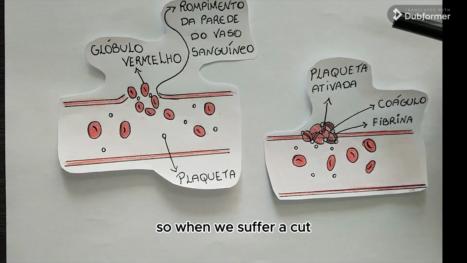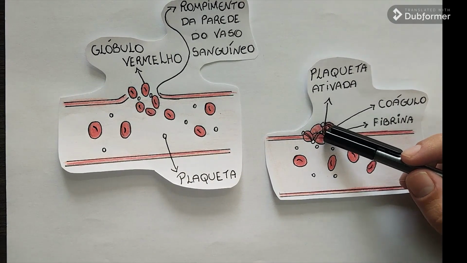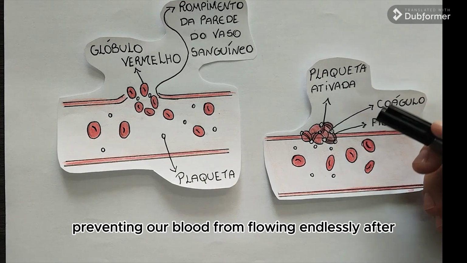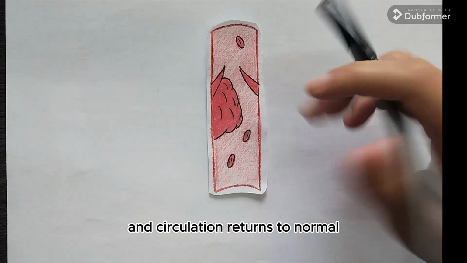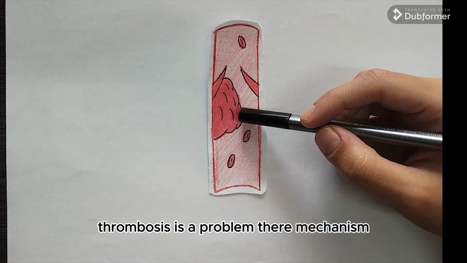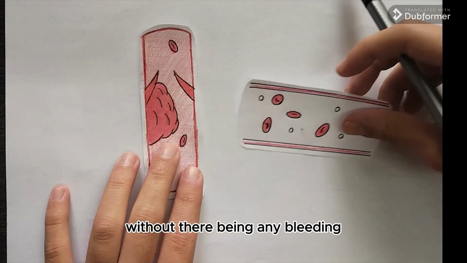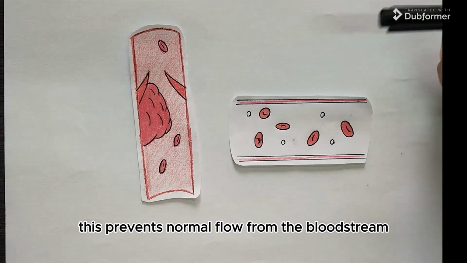So when we suffer a cut, the platelets go towards the break in the wall, preventing our blood from flowing endlessly. After a while, the vessel is recanalized and circulation returns to normal. Thrombosis is a problem in this mechanism, because a thrombus is generated without there being any bleeding. This prevents normal flow of the bloodstream.